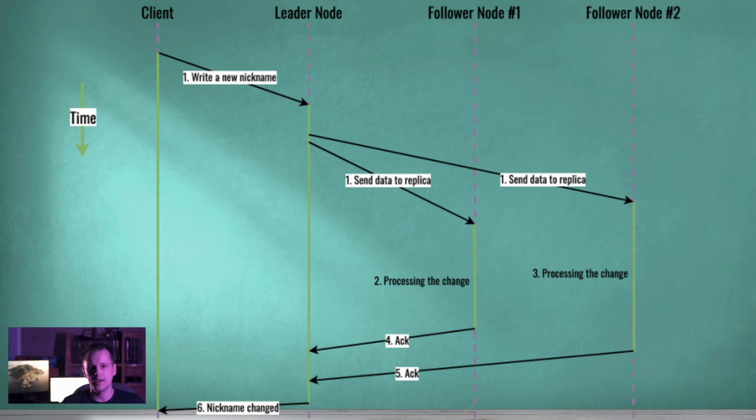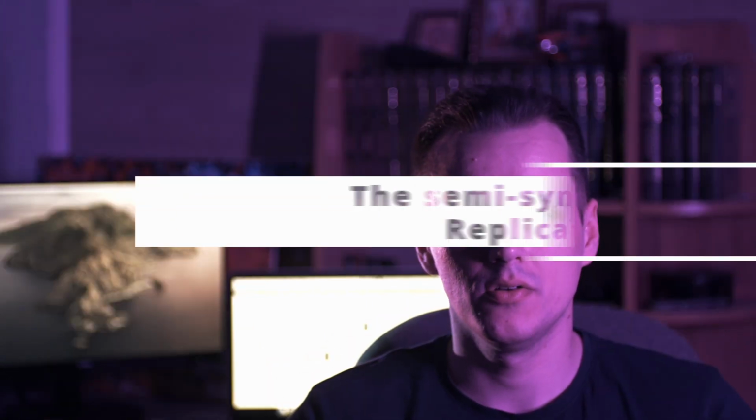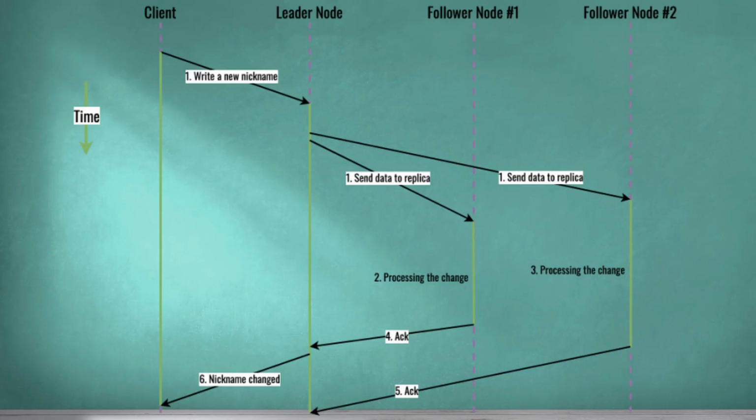The leader must wait for acknowledgements from each replica before making a successful response to the client. The approach may seem too complicated and blocking, and it is rarely used in real systems. A more common approach is to use a mixture of synchronous and asynchronous replication. The second scenario takes less time to complete since the leader doesn't wait for the second replica to apply changes.